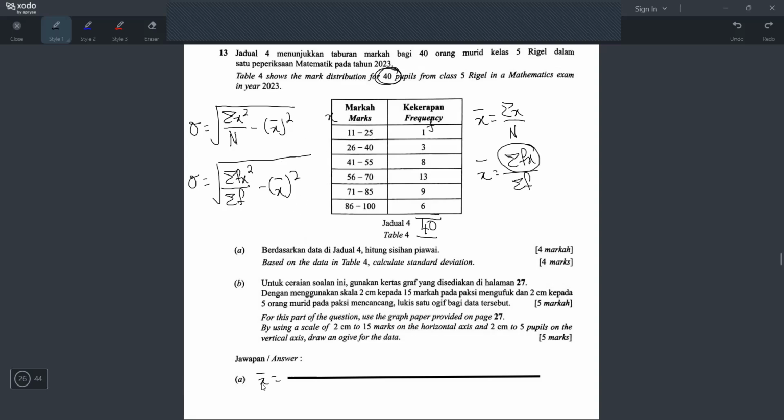So remember, when we find the mean for group data, we will always need to find the midpoint of the class to represent x. So that's how we do it. So let's find the midpoint.